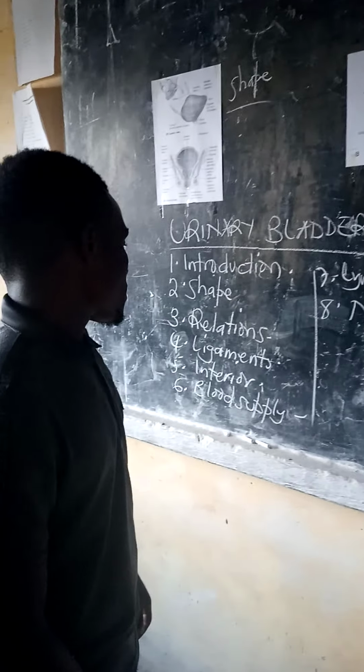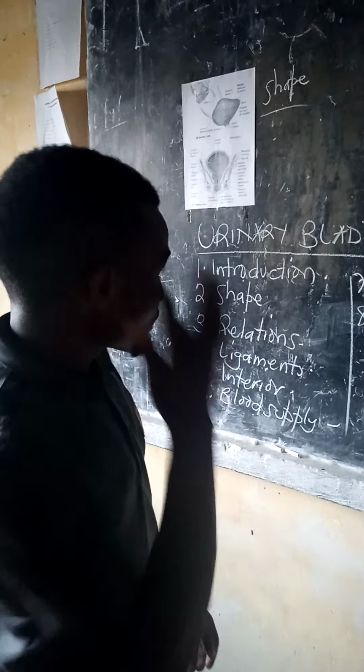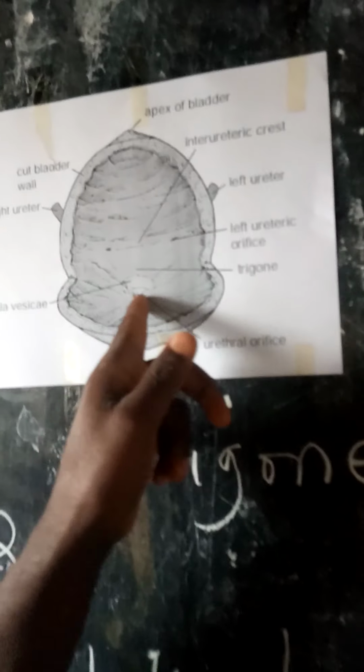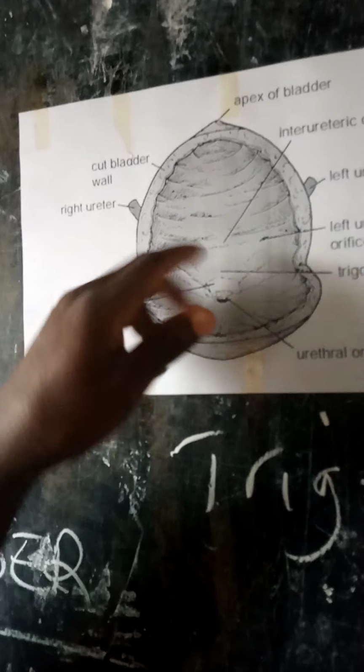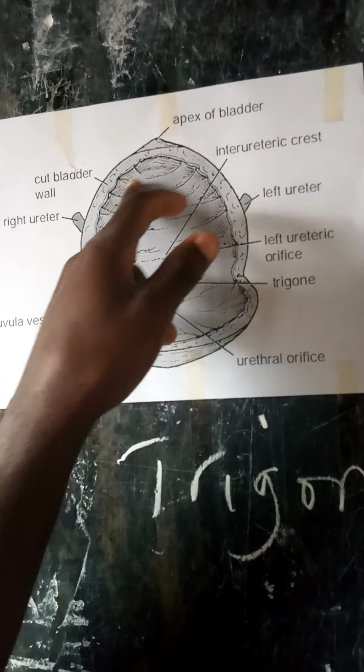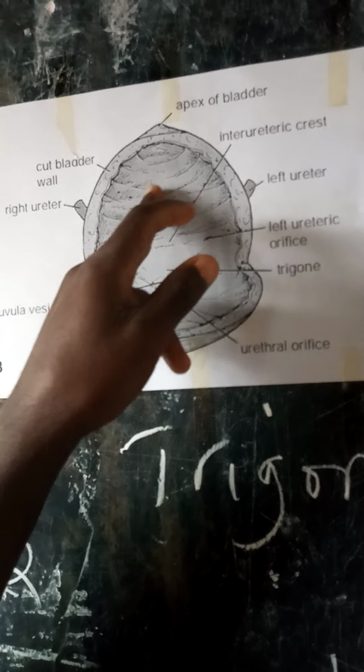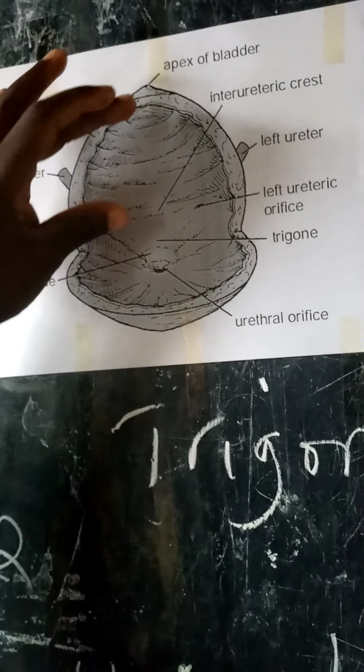Interior of the urinary bladder. About the interior of the urinary bladder, we take a look at this picture. When you cut the urinary bladder, you'll find that it is folded inside, and these folds form what we call the rugae of the urinary bladder. But this is to some part.